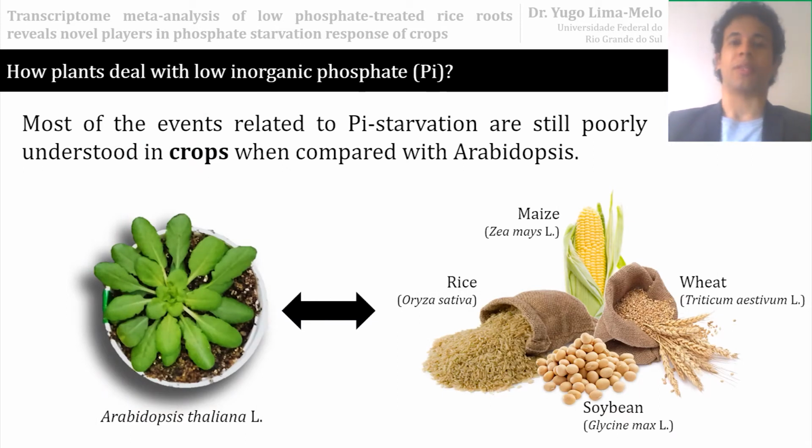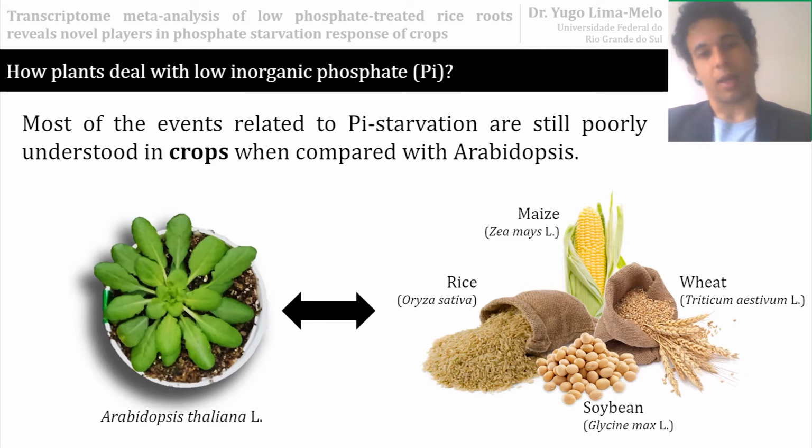However, most of the events related to phosphate starvation are still poorly understood in crops when compared to Arabidopsis thaliana. This is expected because Arabidopsis thaliana is the model for plant science. However, we have to keep in mind that crops are ultimately important as well. So we need to understand these events also in crops, because crops produce food which is important for humans and animals in general, and it's important for the hunger issue we have in the world.